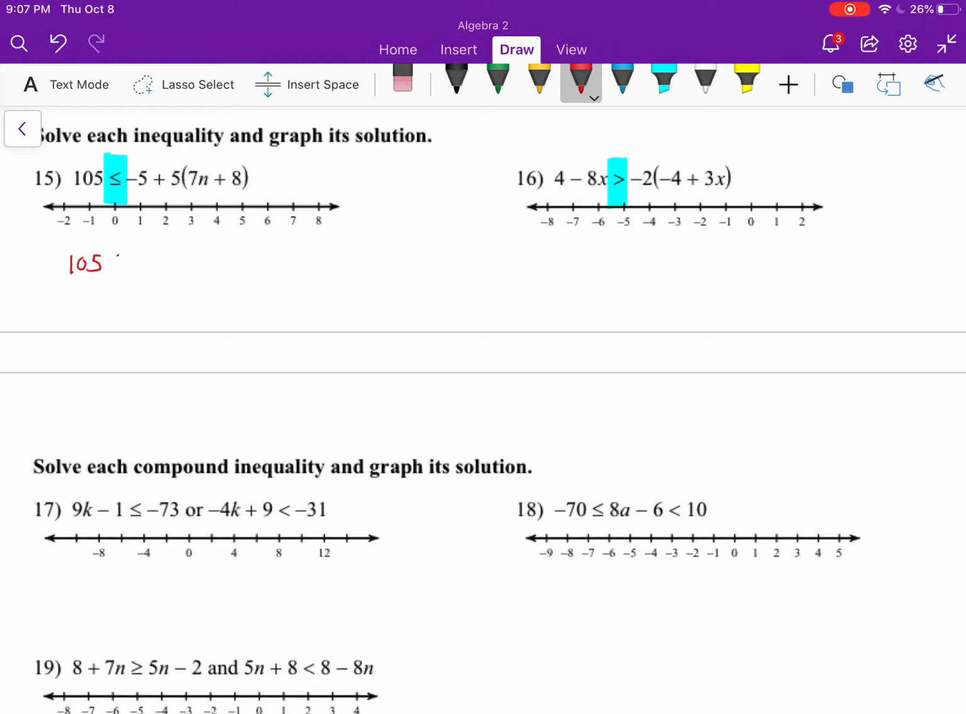We have 105 is less than or equal to negative 5 plus, and then I'll go ahead and distribute this 5, 35n plus 40. And just like the equations, we want to go ahead and simplify the right side by adding like terms. So we have 105 is less than or equal to 35n, and then negative 5 and 40 gives us 35. To solve, we want to solve for n, so let's go ahead and subtract 35 from both sides to help us solve for n.